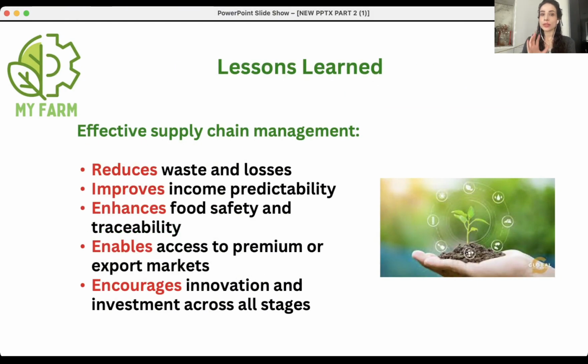Well, now let's look at the lessons learned from this part. So based on what we have discussed, effective supply chain management reduces waste and losses, improves income predictability, enhances food safety and traceability, enables access to premium or export markets, and encourages innovation and investment across all stages.